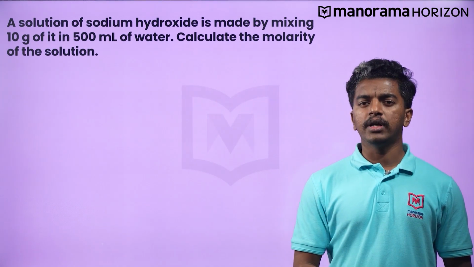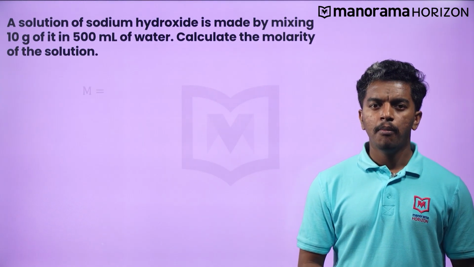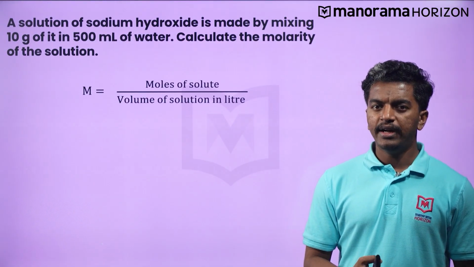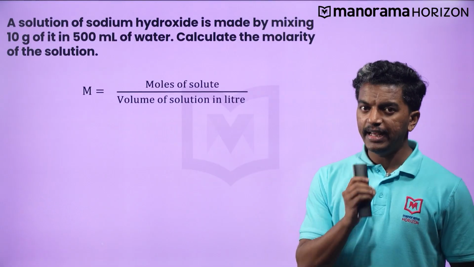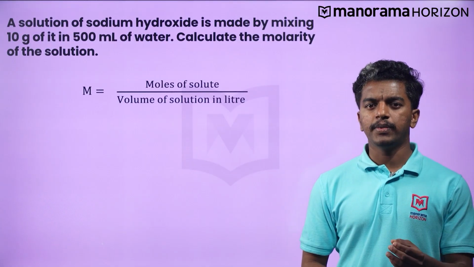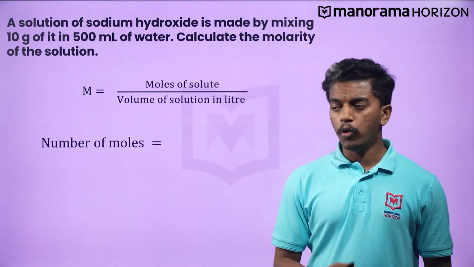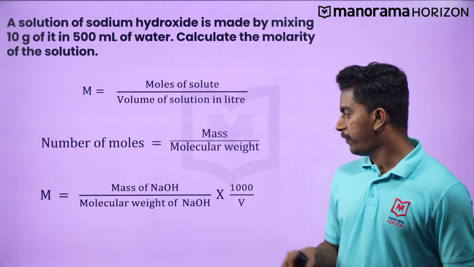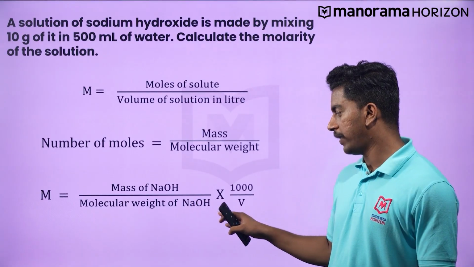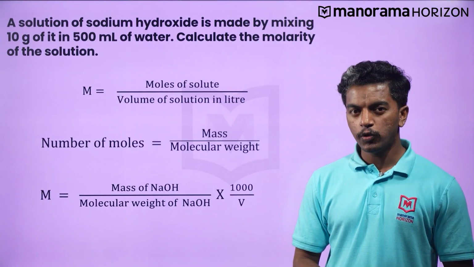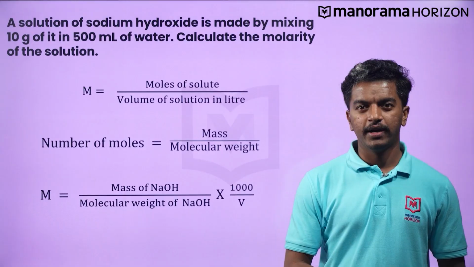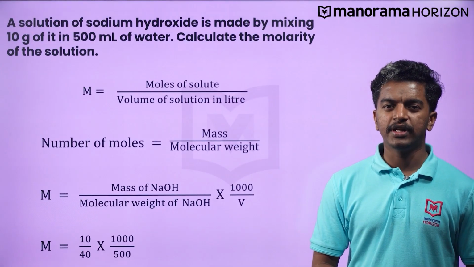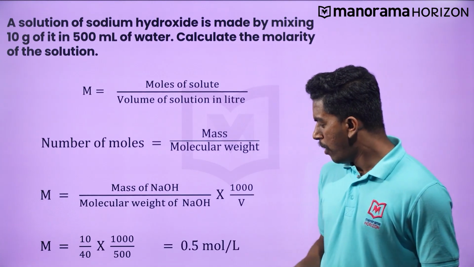Then calculate the molarity. Here, molarity M is given by moles of solute divided by the volume of solution in liter. The first step is to calculate the number of moles. Next, you write molarity equal to mass of NaOH divided by molecular weight of NaOH multiplied by 1000 divided by volume of the solvent. By substituting the values, you may get molarity of the solution as 0.5 moles per liter.